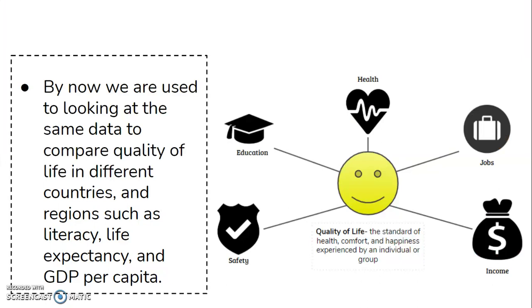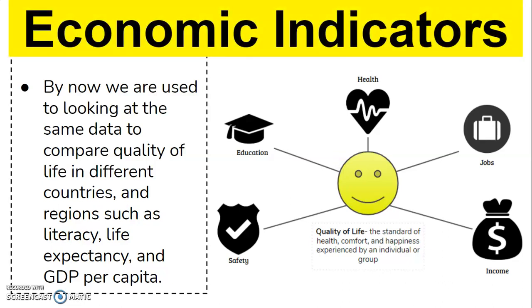By now, we're used to looking at the same data to compare quality of life in different countries and regions, such as literacy rate, life expectancy, and GDP per capita. And if you remember, we call those data economic indicators.